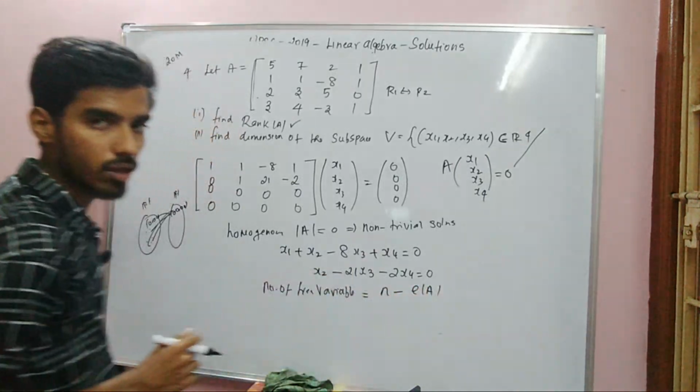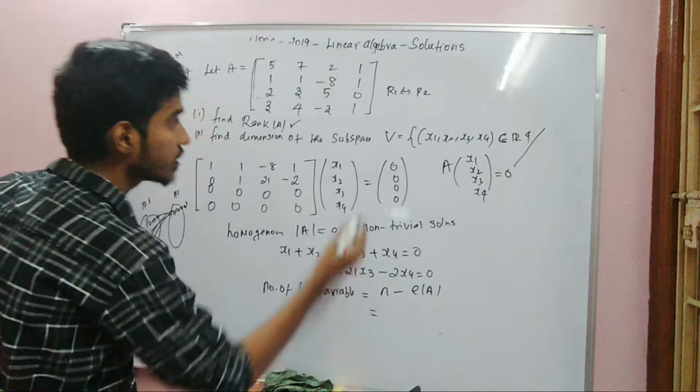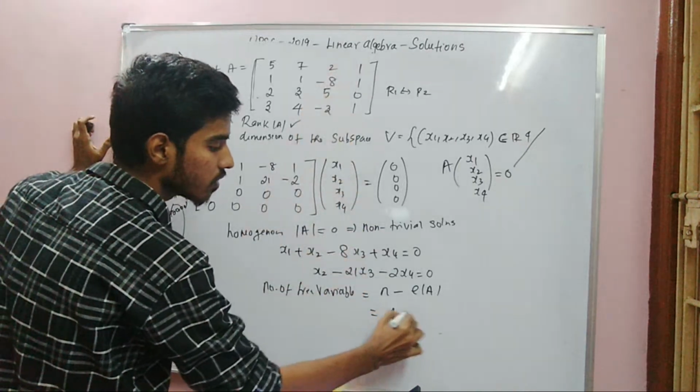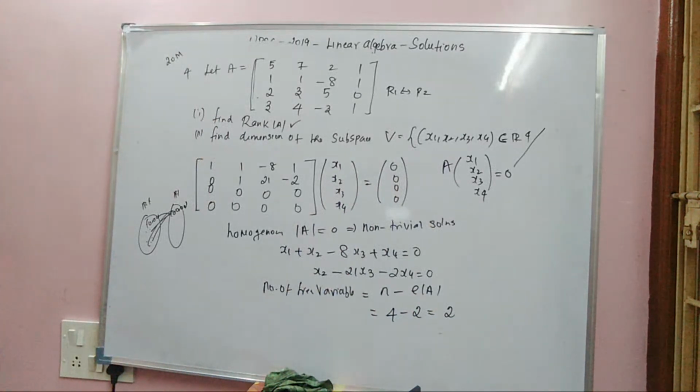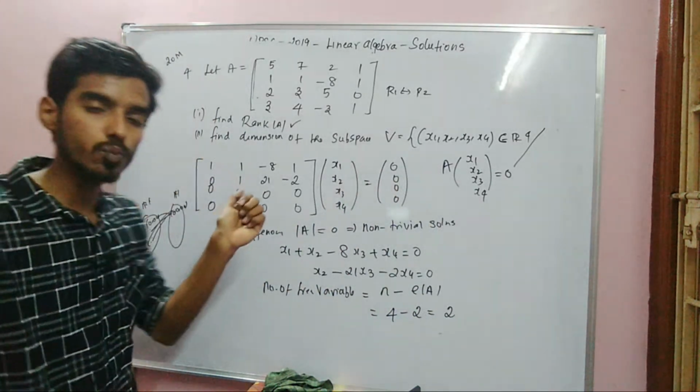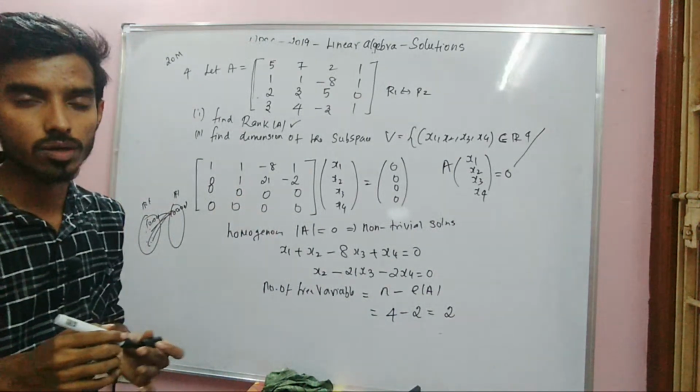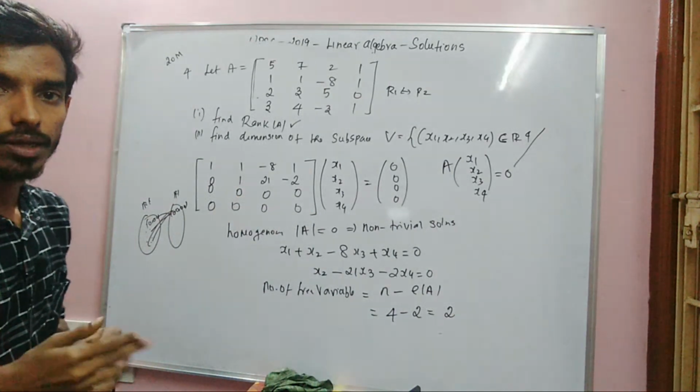N is the total number of variables. How many variables are there in total? We have 4 variables. What is the rank? It is equal to 2. So we have 2 free variables. So that means I can assume any 2 variables on my own, right? I can assume any 2 variables on my own.